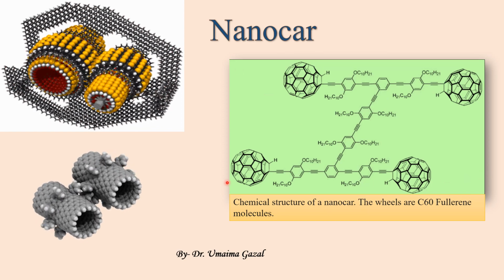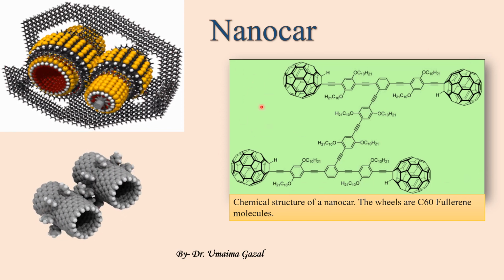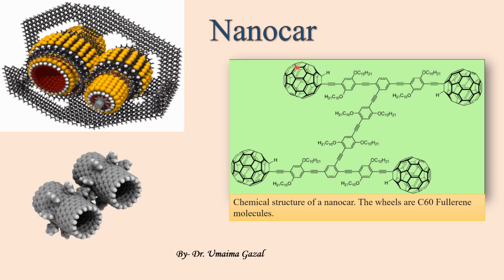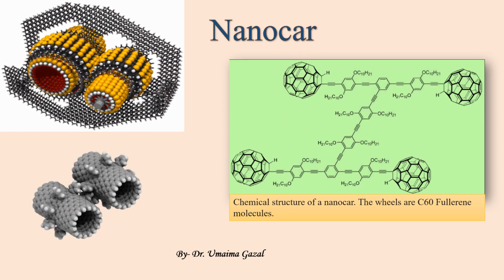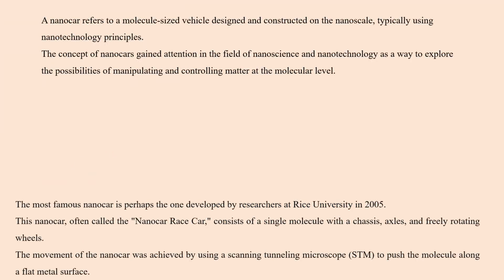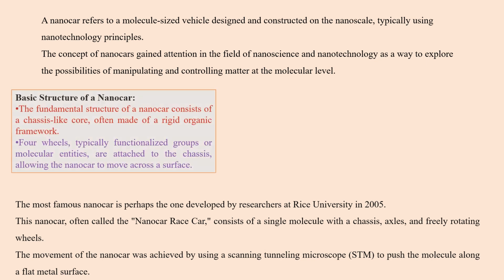So this is one of the chemical structures of a nanocar, which has four wheels. These four wheels are made up of carbon-60 fullerene. So basically, when we are talking about nanocars, nanocars refers to a mobilized or molecular-sized vehicle designed and constructed on the nanoscale, typically using nanotechnology principles. And the concept of nanocars gained attention in the field of nanoscience and nanotechnology as a way to explore the possibility of manipulating and controlling matter at the molecular level.